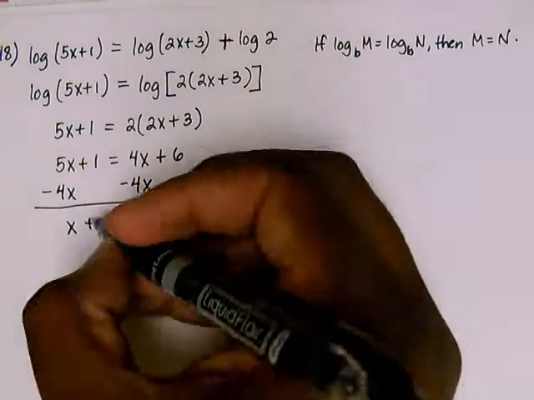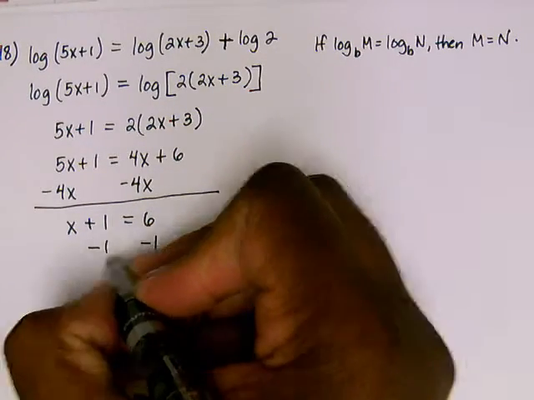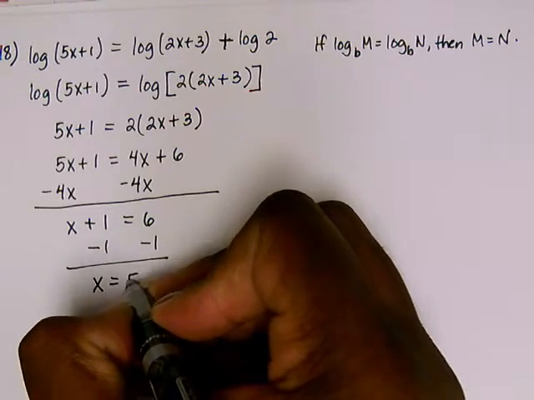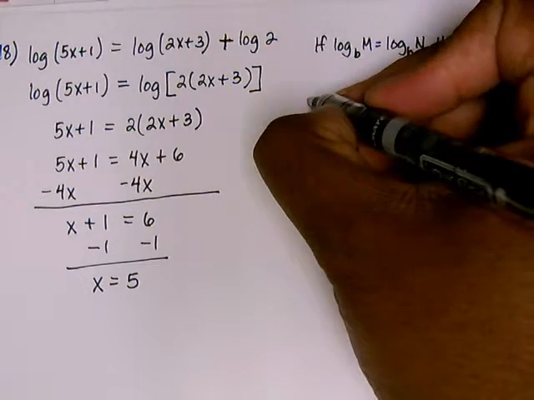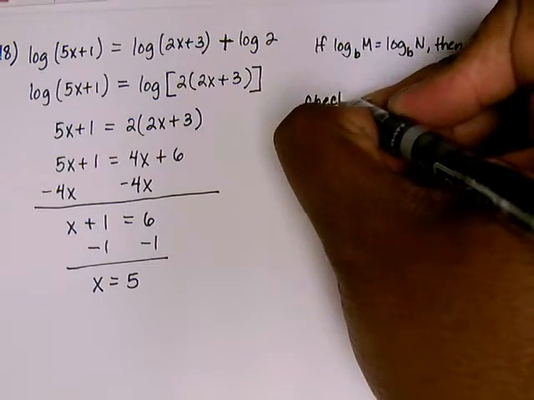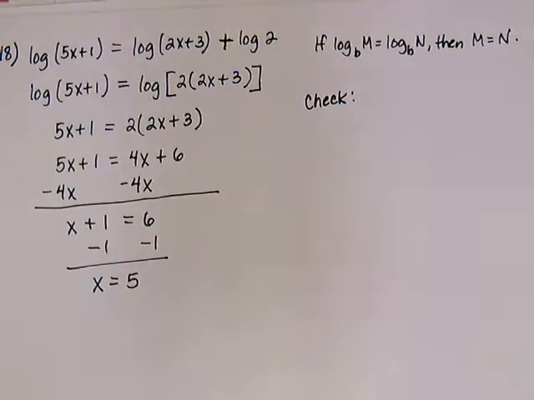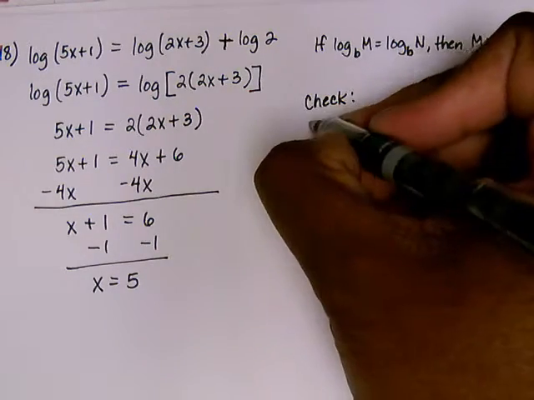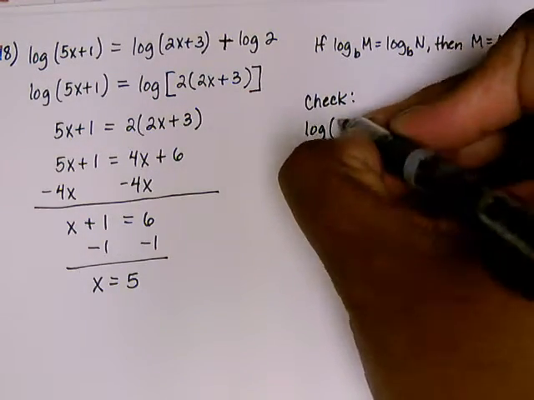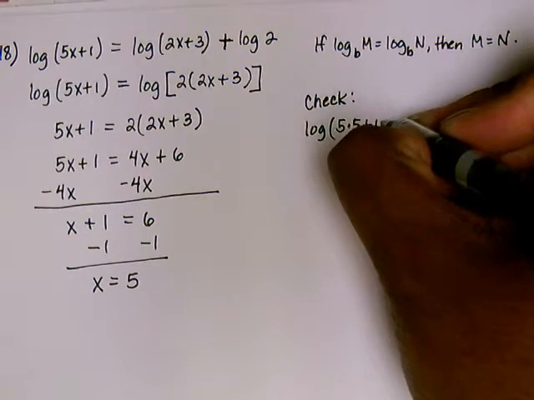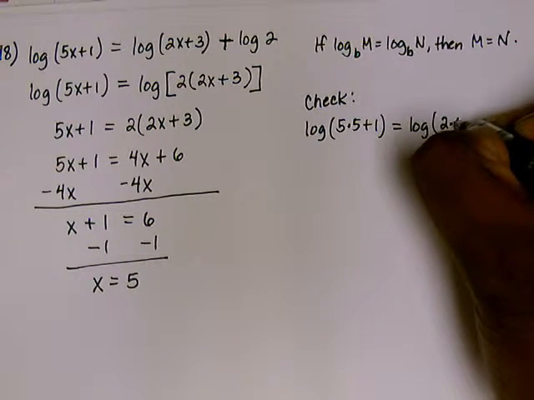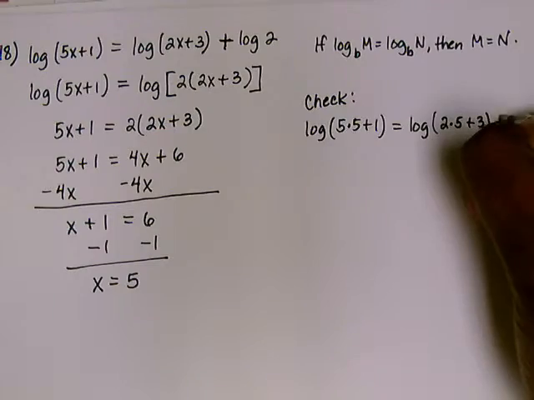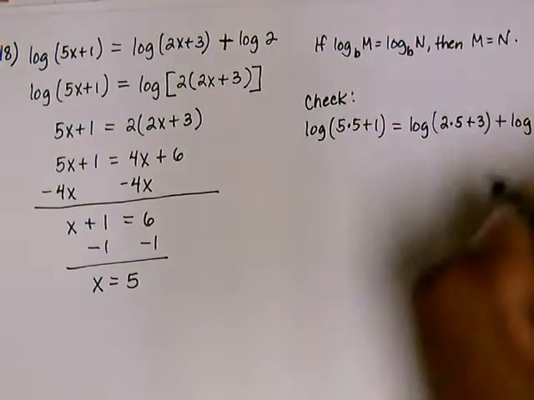And then to get this x by itself, I'm adding 1, so I need to subtract 1 on both sides. So my proposed solution will be x is equal to 5. Now I need to do the check. Using the original equation, I'm going to replace the x with 5. So it'll be the log of 5 times 5 plus 1. That's equal to the log of 2 times 5 plus 3 plus log of 2.